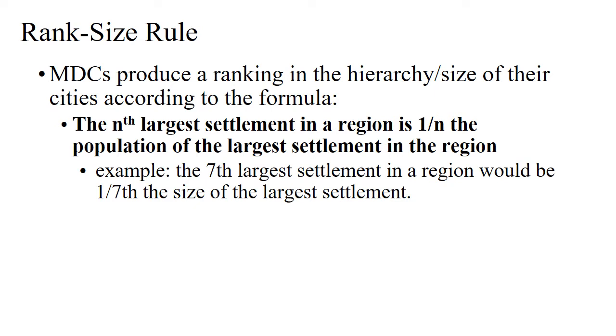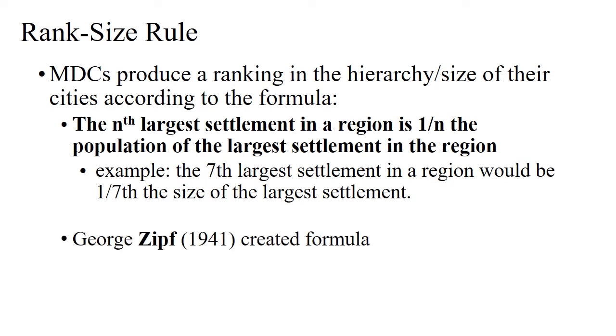The basic idea of the rank size rule is that for the most part in an MDC, a relatively developed country, you're going to see a ranking in the hierarchy or the size of those cities according to the rank size rule formula. It says that the nth largest settlement in a region will be 1/n the population of the largest settlement in the region. What that means is, let's say we're talking about the 7th largest settlement. The 7th largest settlement in a region would be 1/7 the size of the largest. That's the rank size rule.